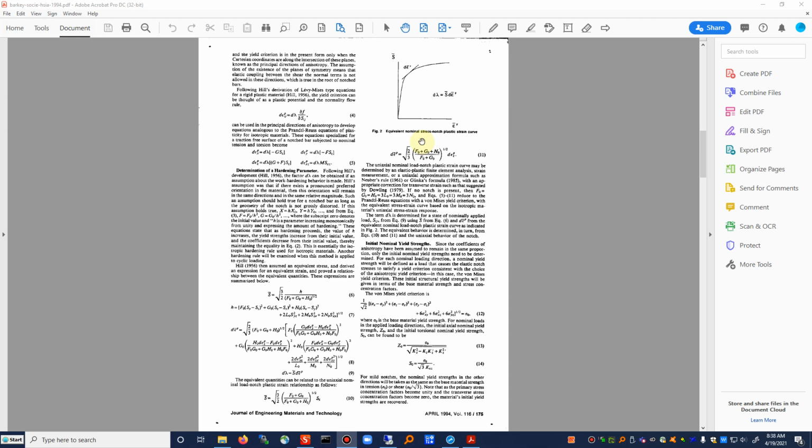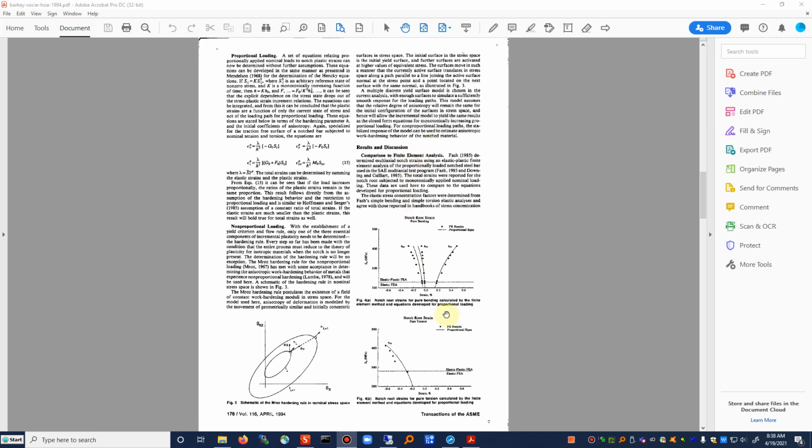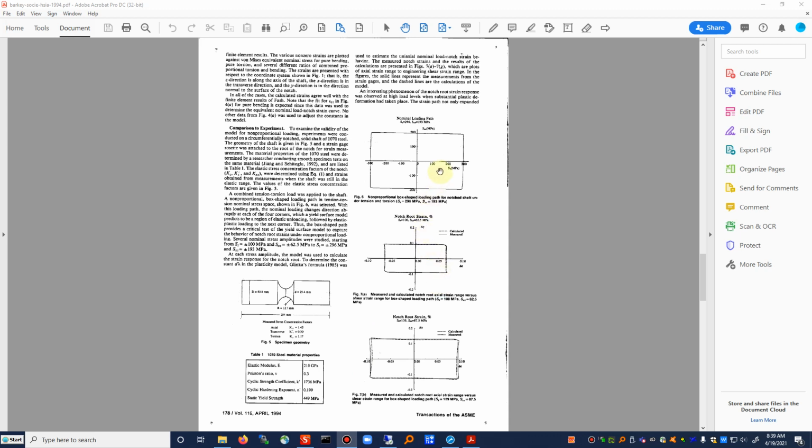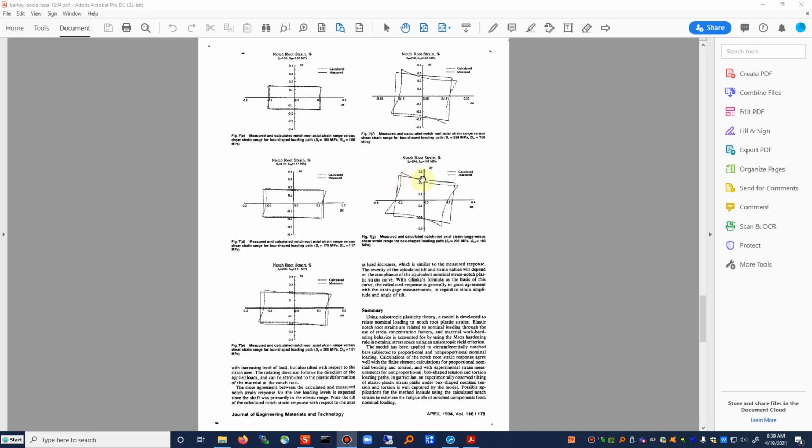So here's all the math and the details. This is the normality flow rule again. We can do that for an anisotropic material. And we can calculate different strains and comparison to the finite element analysis and so forth for proportional loading. And then we can do non-proportional loading paths as well. The non-proportional loading path that I used was a box shape, and as plasticity increased, the tilt of this box in terms of strain becomes more pronounced, and we can compare it to some calculations.